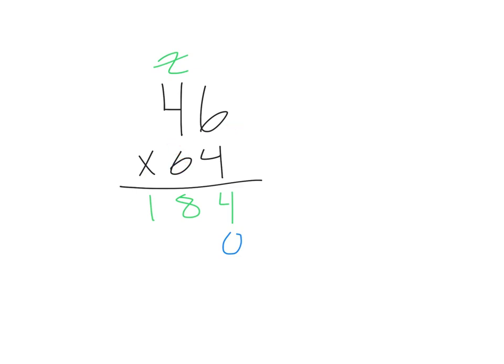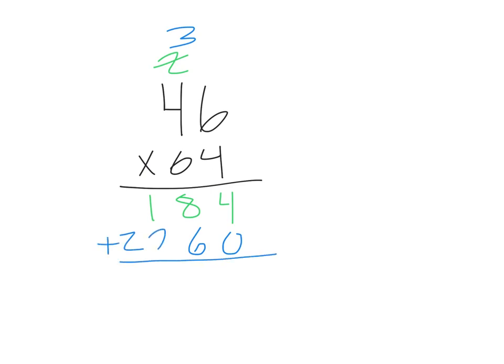When I multiply 6 times 6, I end up with 36. I'm going to put the 6 there and carry that 3 over. 6 times 4 is 24, plus that 3 is going to get me to 27. I'm going to write that just like that.